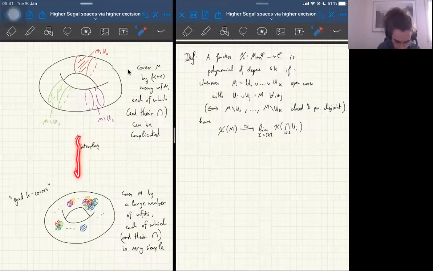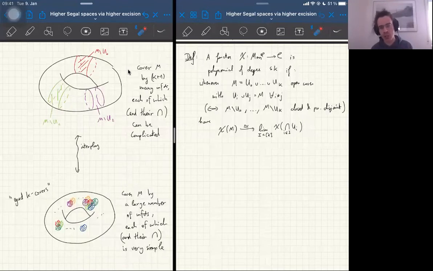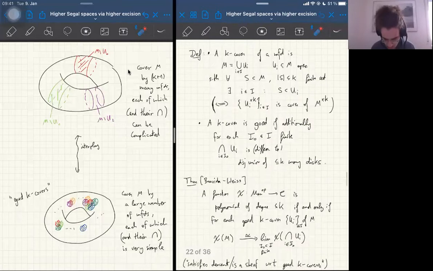However, one can also go to another extreme by saying I cover my manifold M by a very big number of opens, but all these opens are now supposed to be very small, and they're supposed to be disks, and their intersections are also supposed to be disks. And this is what is called a good k cover, which I will define in a second. So we see we have these two extremes. On one side, we have a small number of things covering my manifold, but they're potentially complicated. And on this other side, we have a very large number, but they are very simple. And this interplay we want to mimic in the simplex category. So before doing this, let me give you this definition of such a good k cover.